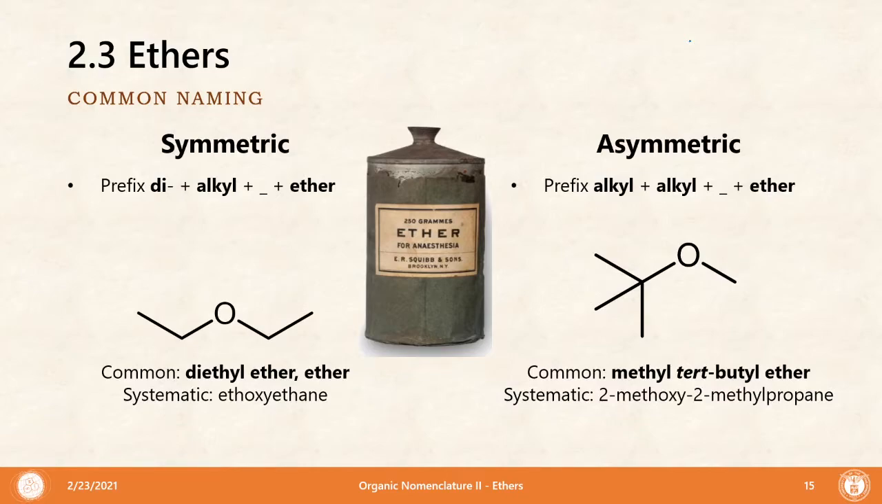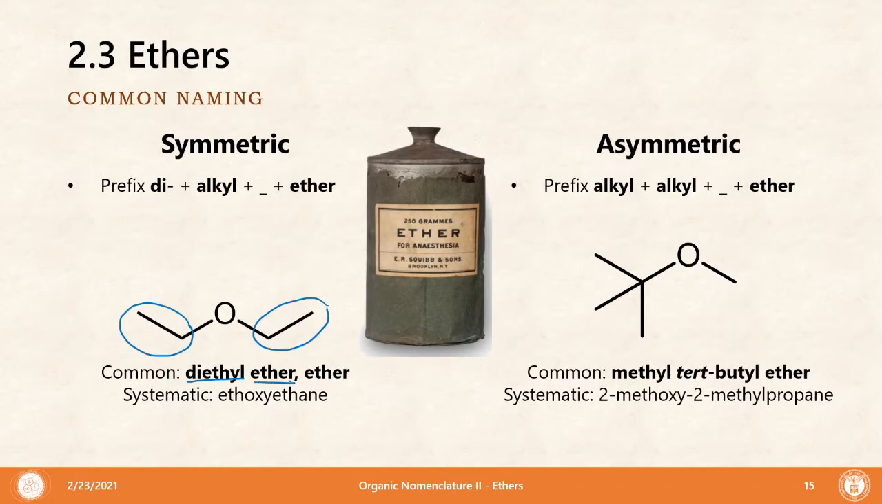So ethers have common names as well. The system depends on whether it's symmetric or asymmetric. If it is symmetric, name it by using the prefix di and then the alkyl group that is connected to the oxygen, and then adding a space, add ether in the end. So it's a two-word name. So diethyl ether, because there are two ethyl groups, ethyl and ethyl, two ethyl groups, ether.